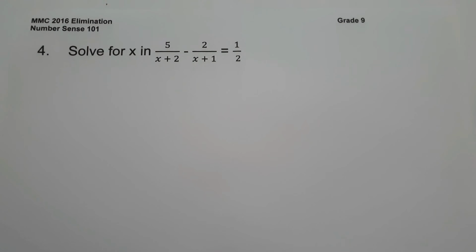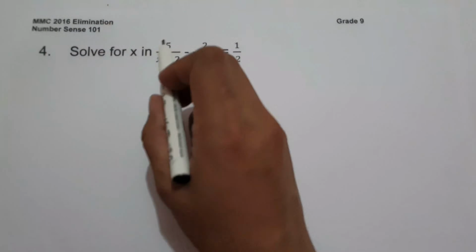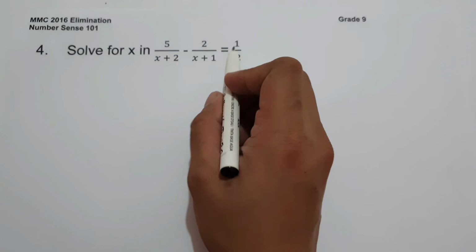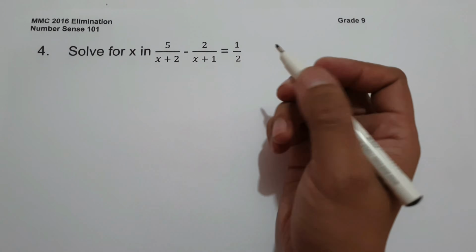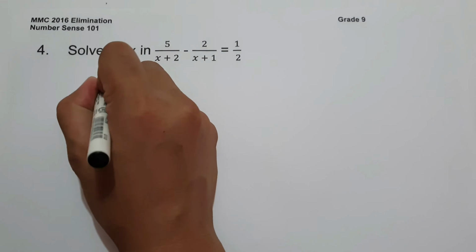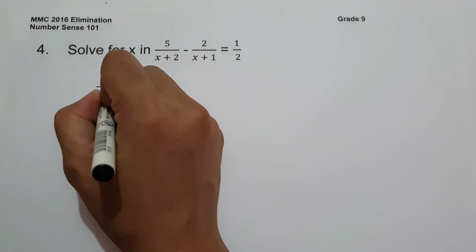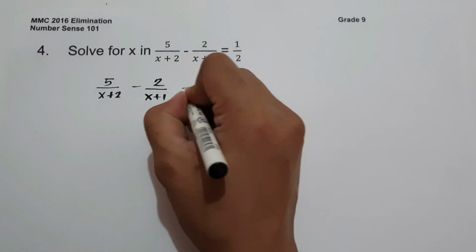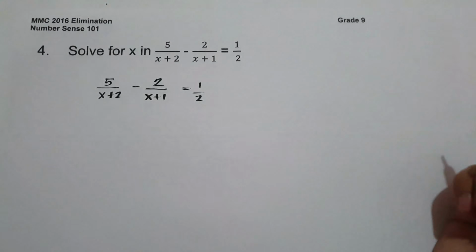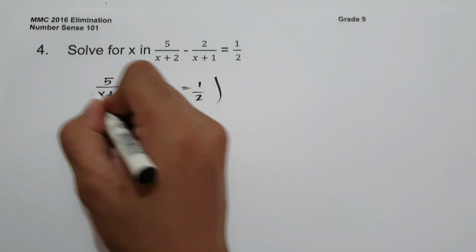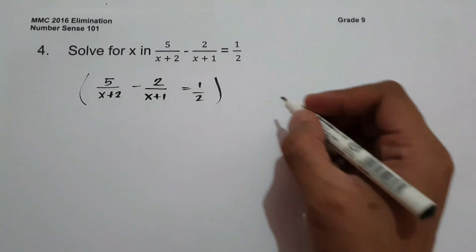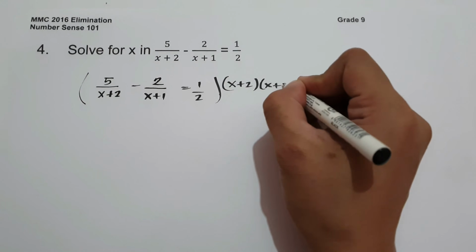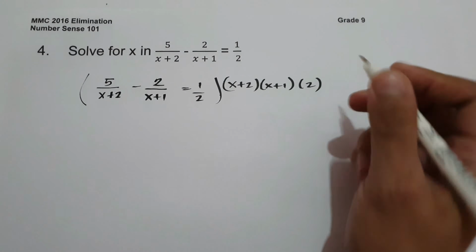On number 4, solve for x in 5 over x plus 2 minus 2 over x plus 1 equals 1/2. So to find the value of x, we are going to eliminate the denominator by multiplying the whole equation by x plus 2, x plus 1, and 2.